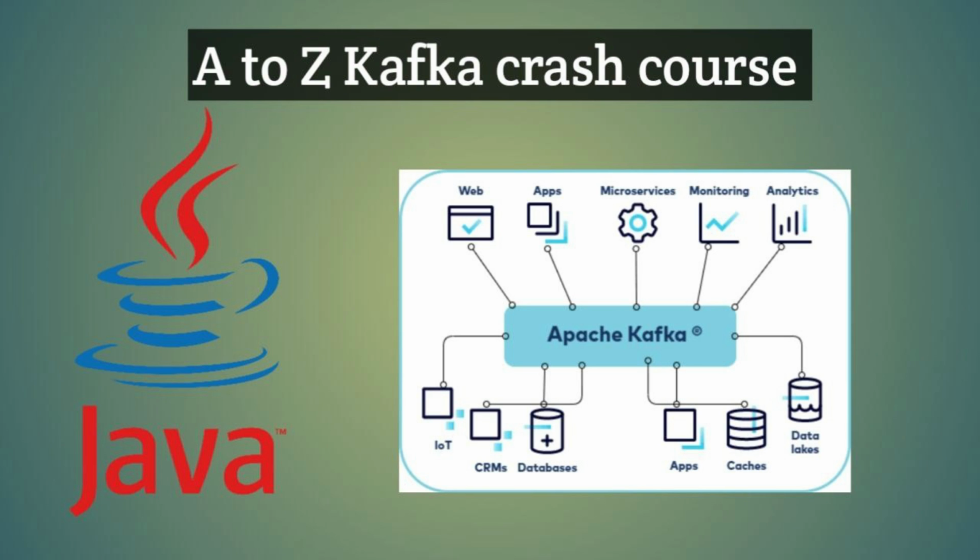3. Delivery tracking. When a delivery person picks up the order, the delivery details such as the driver's name, vehicle details, and estimated delivery time can be sent as a message to a Kafka topic called deliveries. Customers can subscribe to the deliveries topic to receive real-time updates on the status of their delivery.